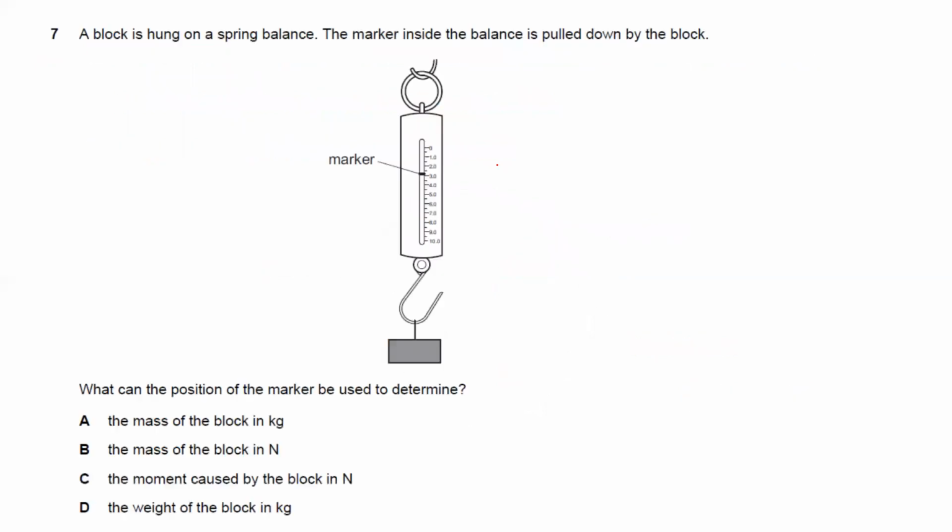Next part. It says a block is hung on a spring balance. The marker inside the balance is pulled down by the block. What can the position of the marker be used to determine? So this is a spring balance. Remember, a spring balance can be used to measure the mass of the object, and also the weight of the object. And remember, for mass the units will be grams or kilograms, and for weight the unit shall be Newton.